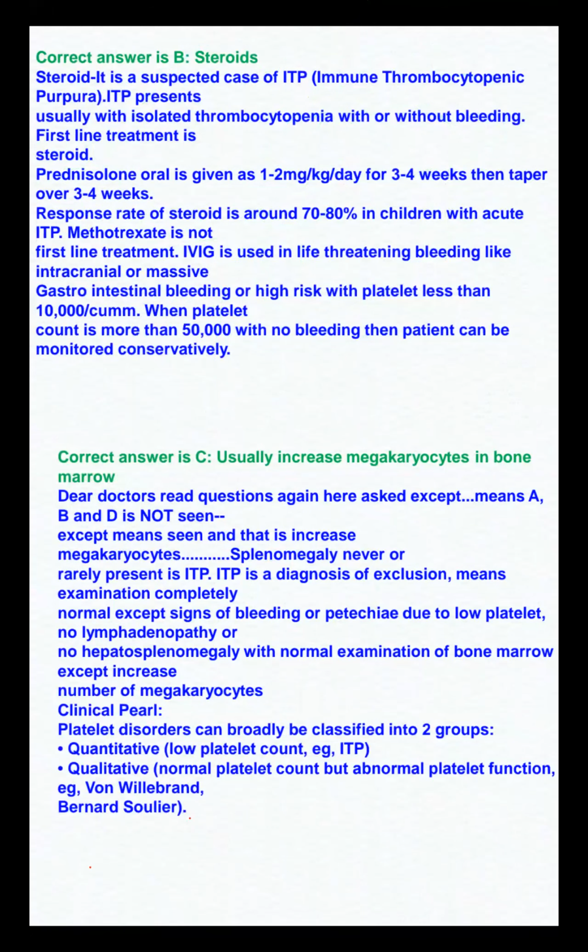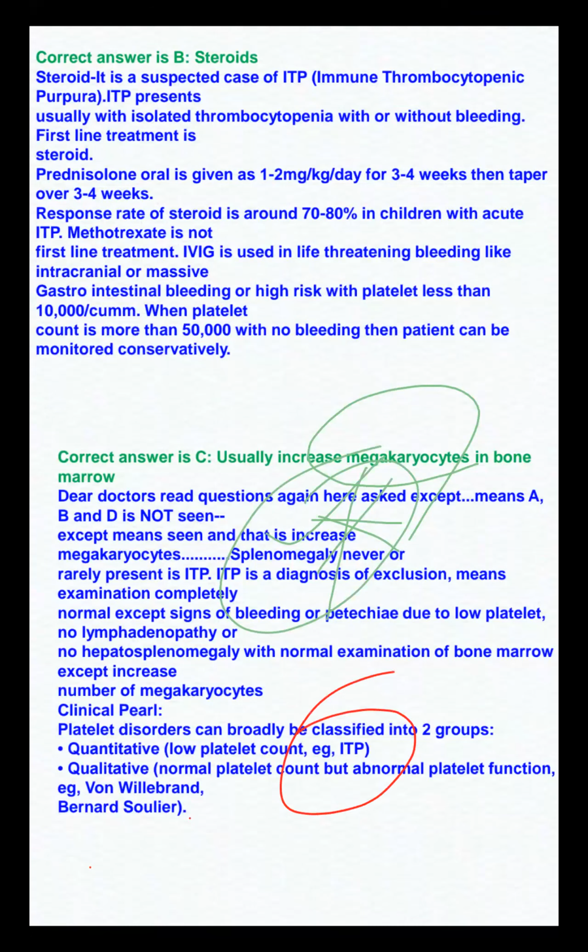Hira said nicely, ma'am, in ITP case, splenomegaly never. And there is a megakaryocytes. So C, hepatosplenomegaly with normal examination of bone marrow increased megakaryocytes. So no hepatosplenomegaly, no lymphadenopathy, but in bone marrow in ITP we can find increased megakaryocytes. This is the clinical part.